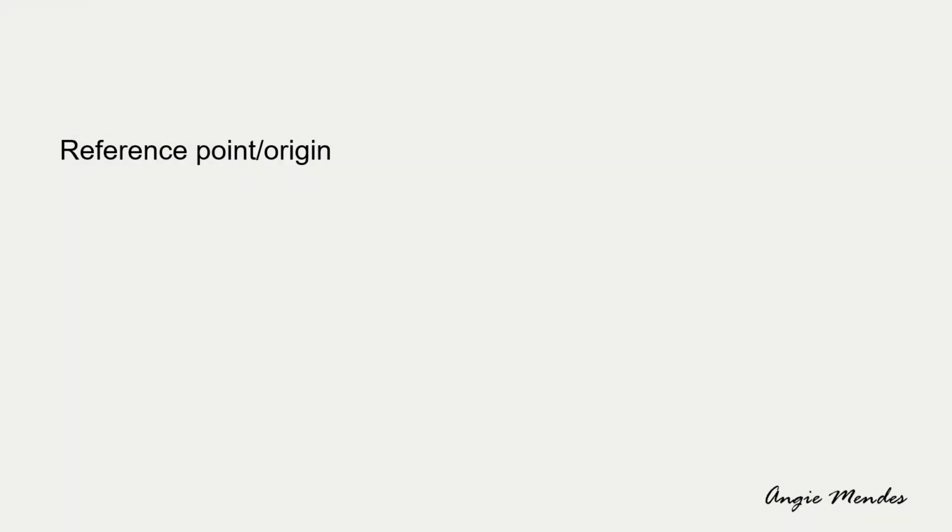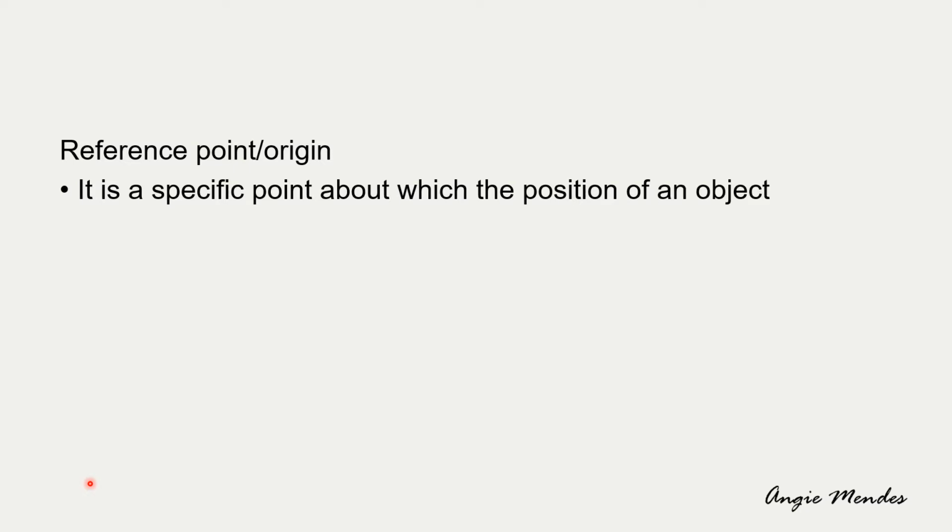Before we proceed any further, we need to know what is the meaning of a reference point or the origin. The reference point or the origin is a specific point about which the position of an object is defined. For this, we will look at an example. Let us take this tree to be the reference point.